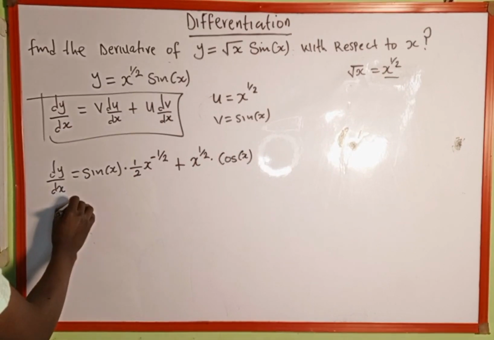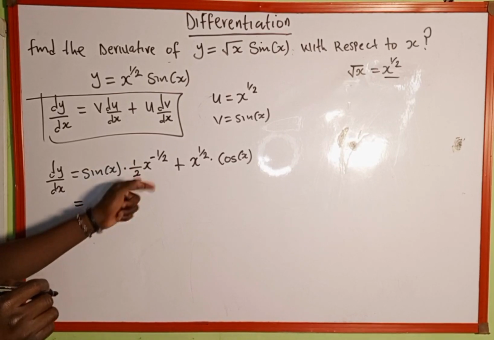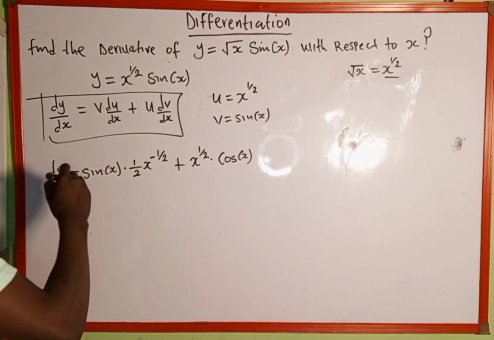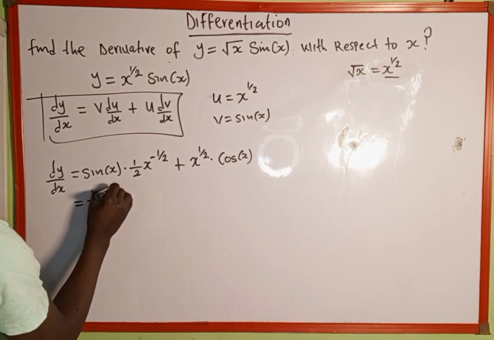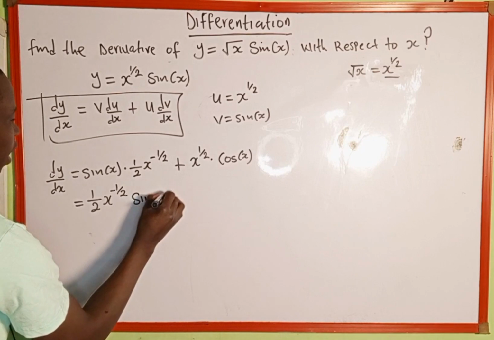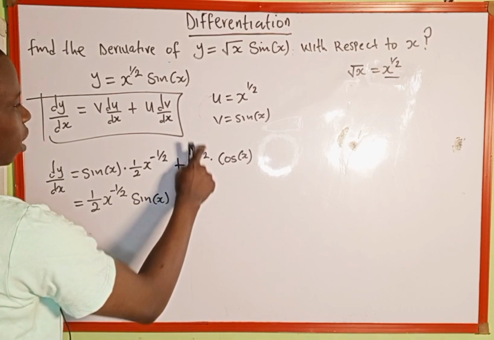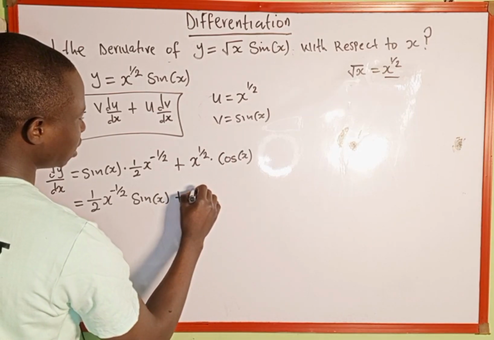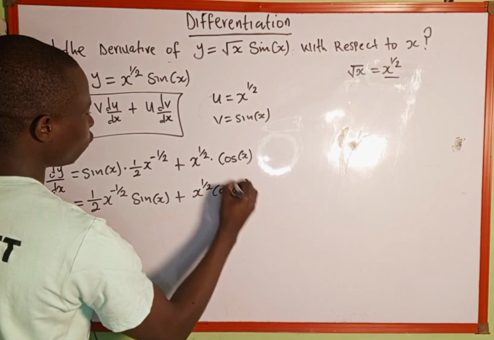So the next thing we're going to do is to multiply and simplify. Sine x multiplied by 1 over 2 x raised to the power of negative 1 over 2 is the same as what? 1 over 2 x raised to the power of negative 1 over 2 sine of x, then plus x to the power of 1 over 2 multiplied by cosine x, which is the same as what? x to the power of 1 over 2 cosine of x.